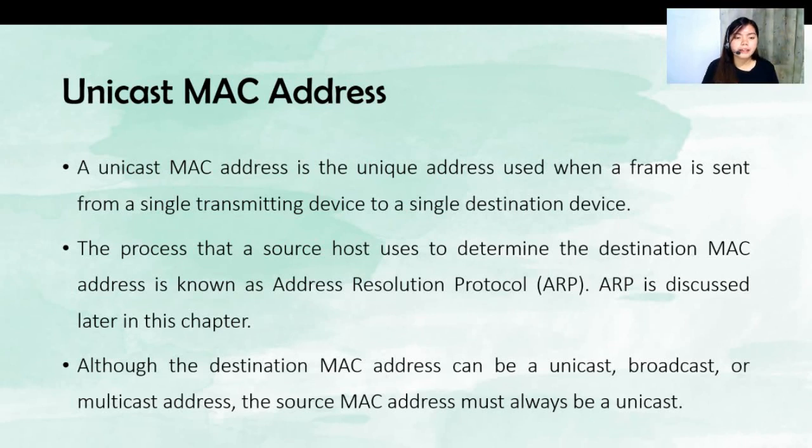Unicast MAC address. A unicast MAC address is the unique address used when a frame is sent from a single transmitting device to a single destination device. The process that a source host uses to determine the destination MAC address is known as Address Resolution Protocol, or ARP. ARP is discussed later in this chapter. Although the destination MAC address can be a unicast, broadcast, or multicast address, the source MAC address must always be a unicast.